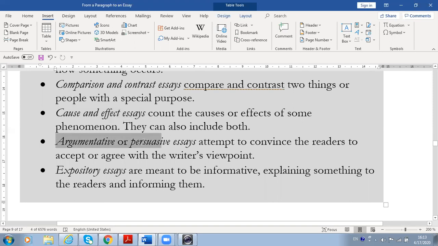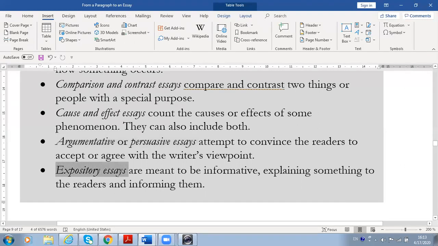The next type of essay is called argumentative or persuasive essays. In argumentative and persuasive essays, you're trying to argue an issue. You're trying to convince the readers to accept or agree with the writer's opinion. Okay, this is also called persuasive because you're persuading people to agree with you. You're trying to convince others with your own opinion. It's called an argumentative or persuasive essay.